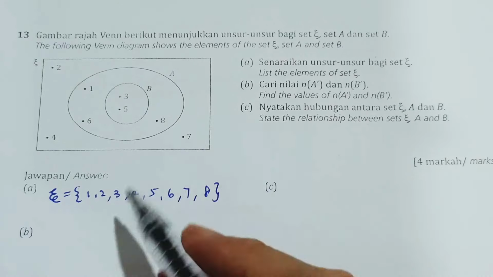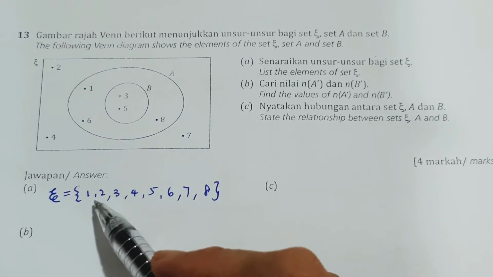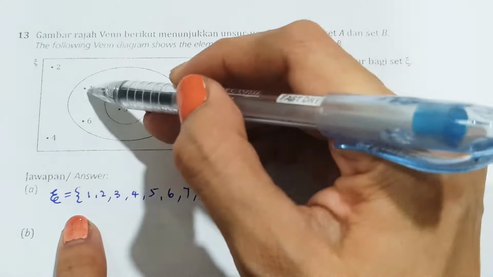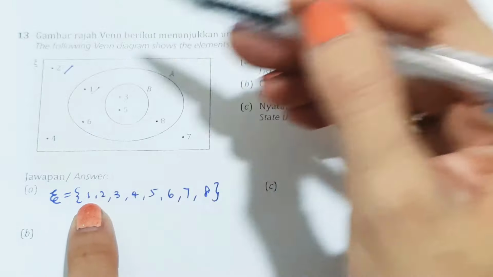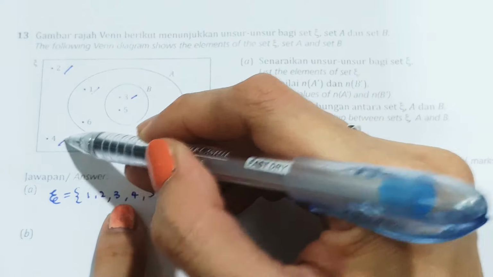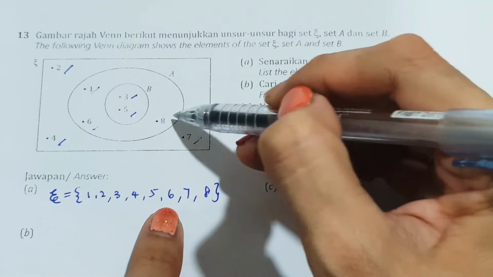Now don't assume that it's definitely 1, 2, 3, 4, 5. If the question wants to trick you, they may give you 1, 2, 3, 5, 6, 7, 8. So be careful. So we have to check. 1 written, 2 written, and then 3 written, 4, 5, 6, 7, 8.